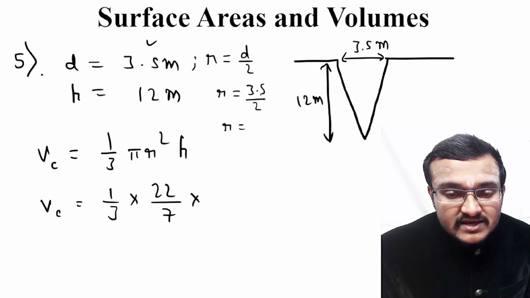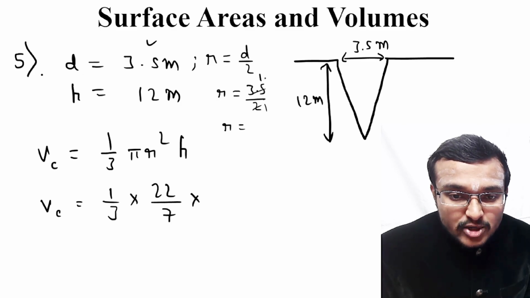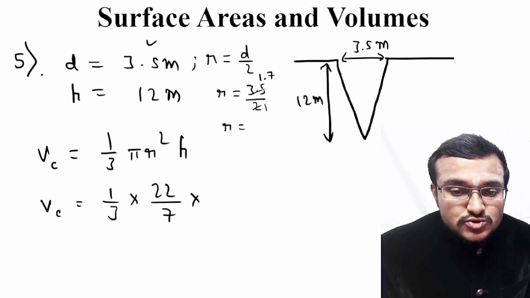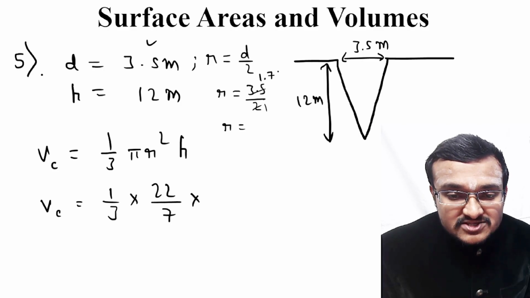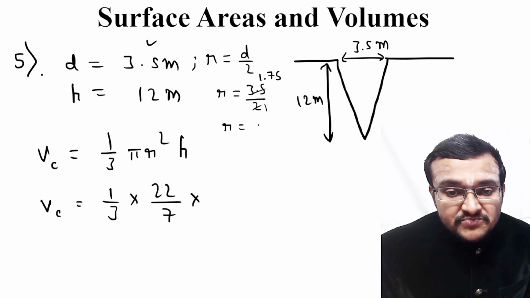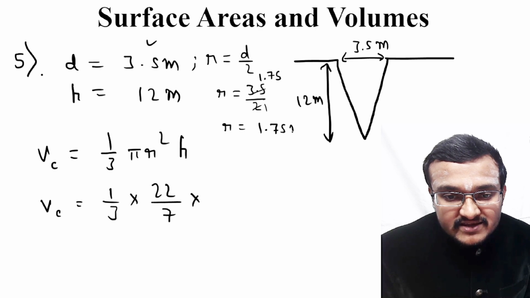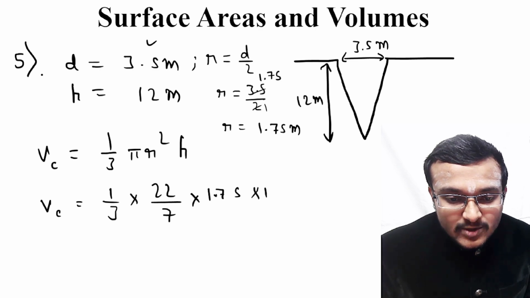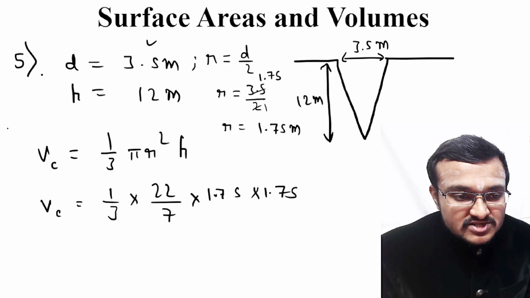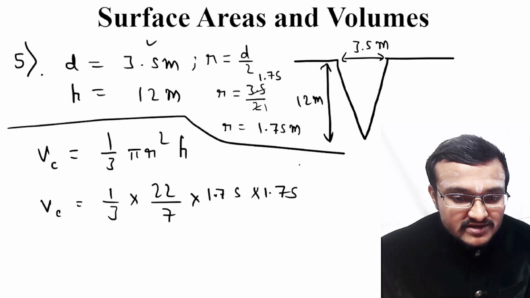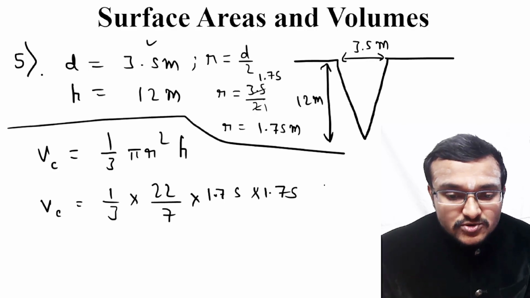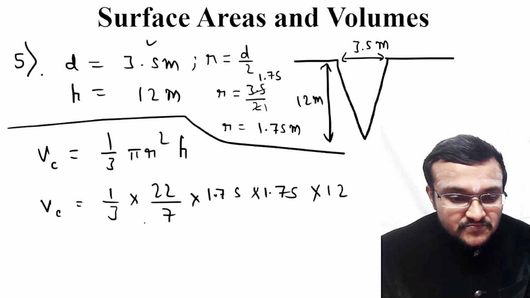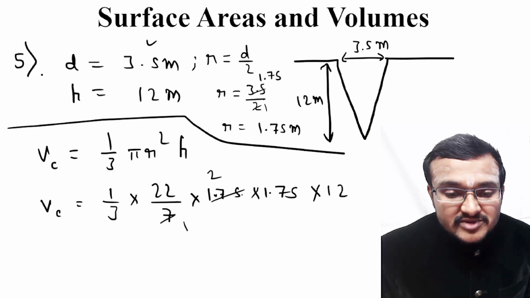So r will be, so here 2 ones are 2, point you have to keep, 15. So 2 sevens are 14, 1 will be remaining. So 10, so 2 fives are 10. So 1.75 meter. So 1.75 into 1.75. So now we are finding volume here. Height is equal to 12 meter. So 12. Here 7 ones are 7, 7 twos are 14, 3 will be remaining.